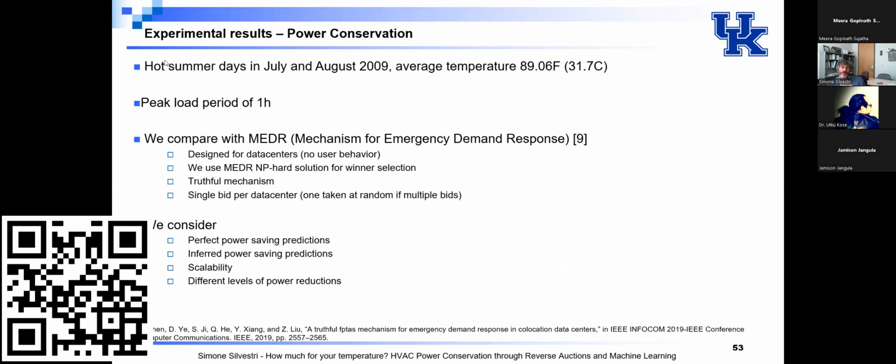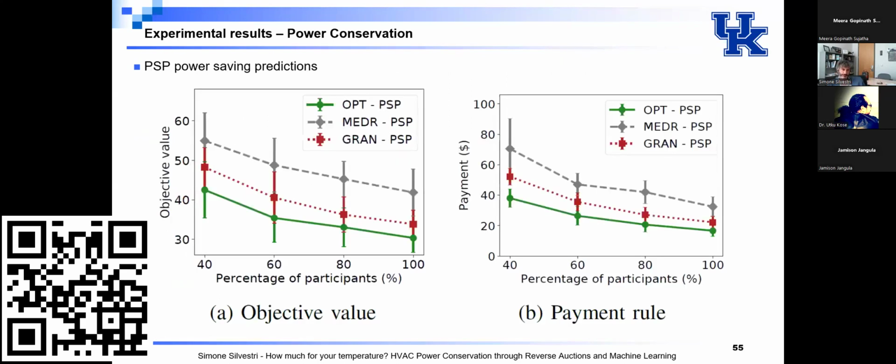Then we consider how well we do for the power conservation. Here we consider a peak load period of 1 hour during a hot summer day. We compare with an approach that was recently published in INFOCOM at that time. It was designed for data centers, but it could be easily adapted to our approach. It is an auction-based approach, which is why we picked it.